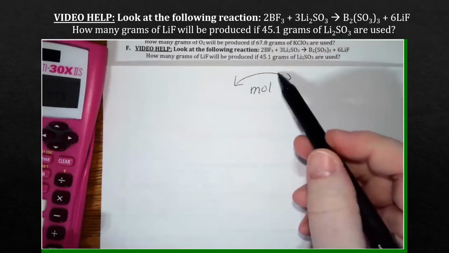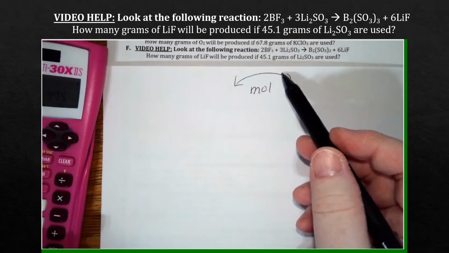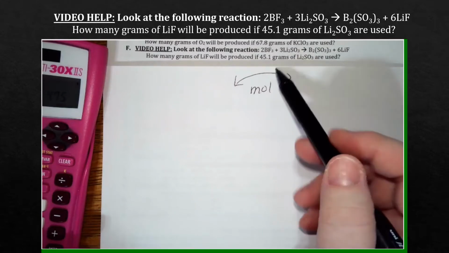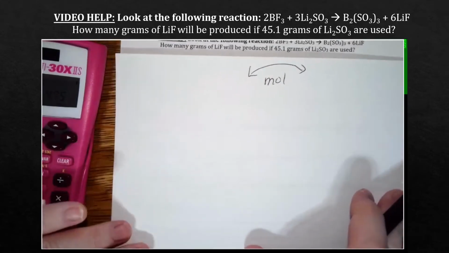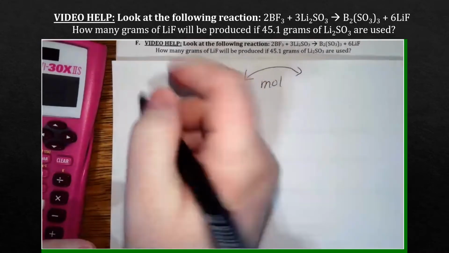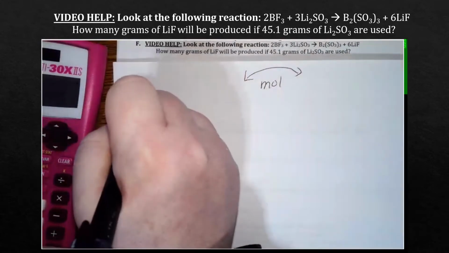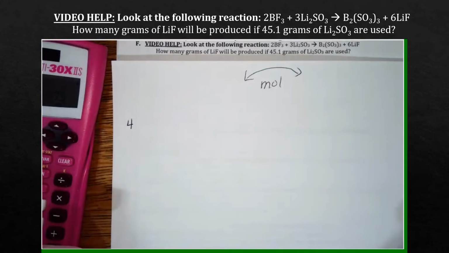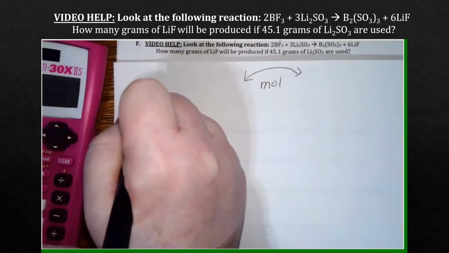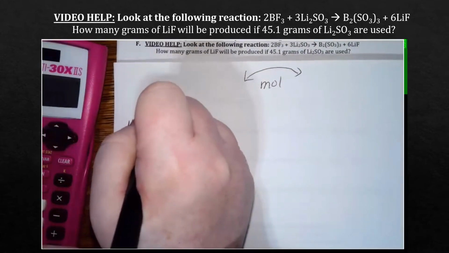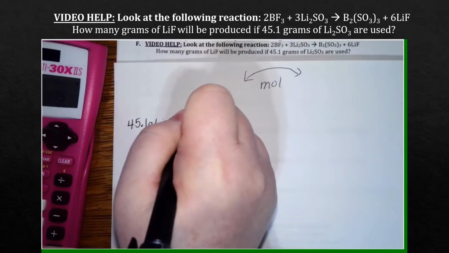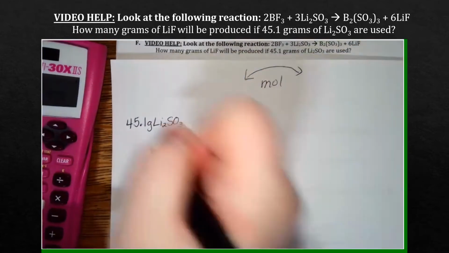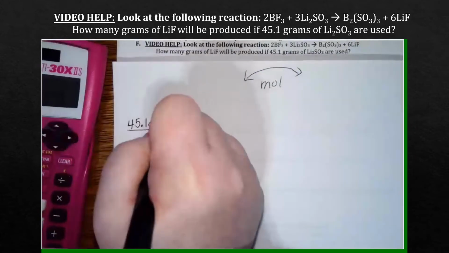So I have grams. I know all roads lead through moles. So the first step is to convert this grams to moles. So I'm going to write what I was given. Since I'm switching substances, I'm going to remember to write the substance with the units. So 45.1 grams of Li2SO3. Put it over 1. That's always how we start.